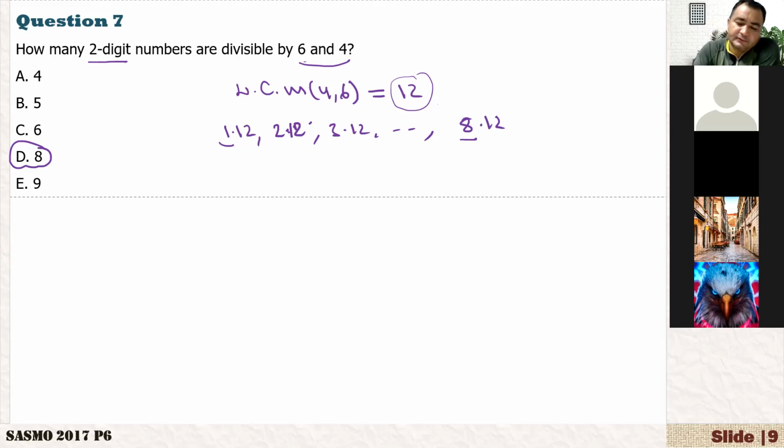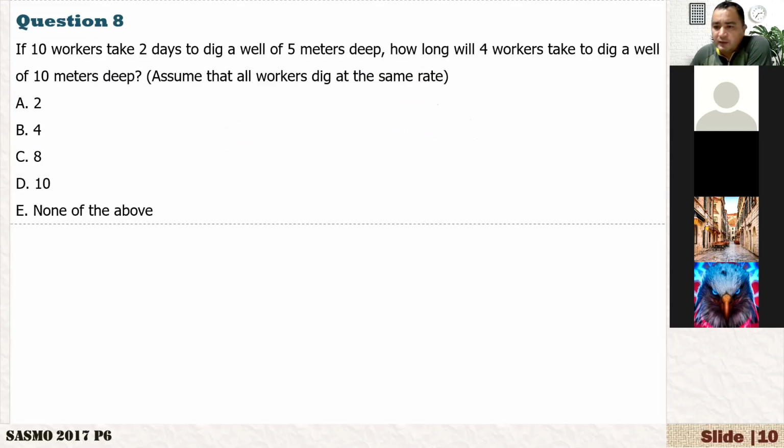Good. Yes. Next question. Fikriya, read the question. If 10 workers take 2 days to dig a well of 5 meters deep, how long will 4 workers take to dig a well of 10 meters deep? Assume that all workers dig at the same rate.